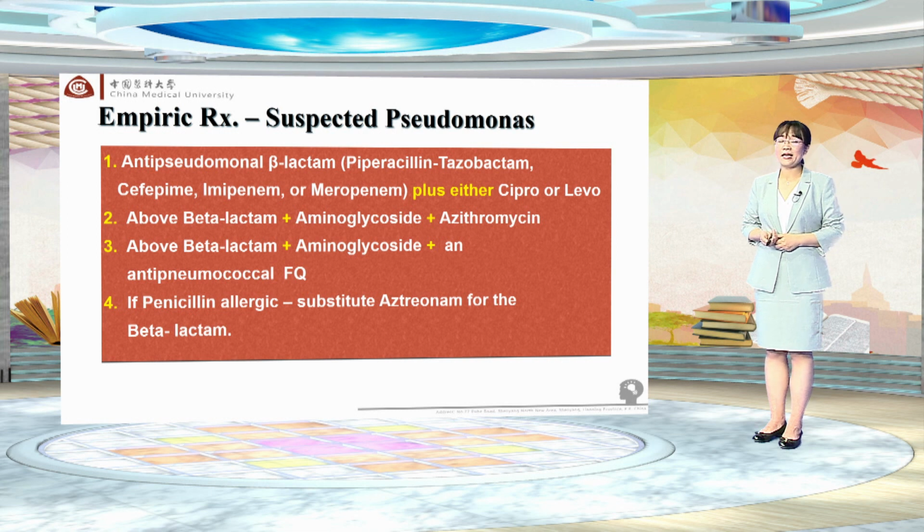If Pseudomonas is a consideration, you can choose first, an anti-Pseudomonas beta-lactam plus either cipro or levofloxacin. Second, a beta-lactam plus aminoglycoside and azithromycin. Third, a beta-lactam plus aminoglycoside and an anti-pneumococcal fluoroquinolone. If penicillin allergic, substitute azithromycin for the beta-lactam.